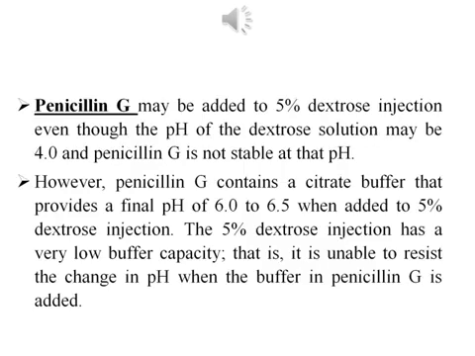Penicillin G may be added to 5% dextrose injection. Even so, the pH of the dextrose solution may be 4, and penicillin G is not stable at that pH. However, penicillin G contains a citrate buffer that provides a final pH of 6 to 6.5 when added to 5% dextrose injection. The 5% dextrose injection has a very low buffer capacity, that is, it is unable to resist the change in pH when the buffer in penicillin G is added.